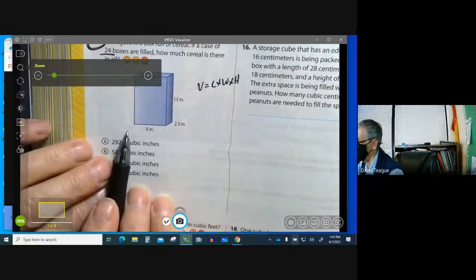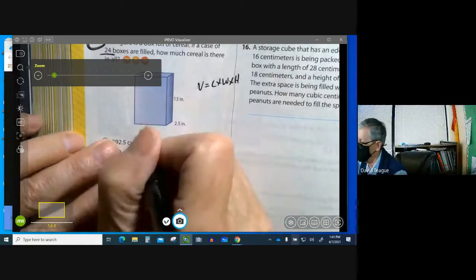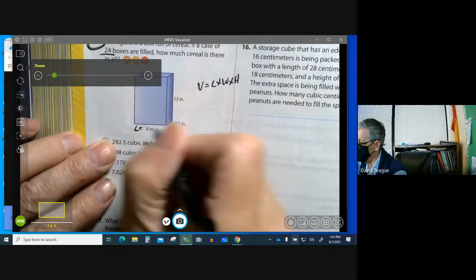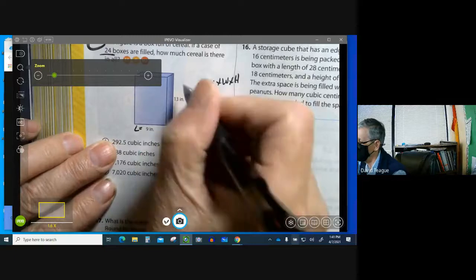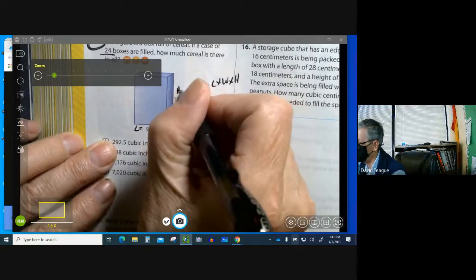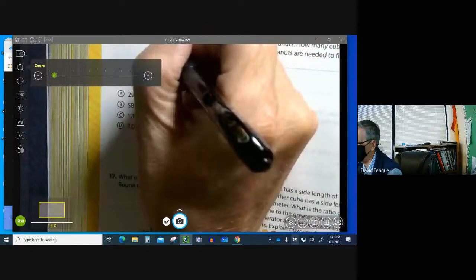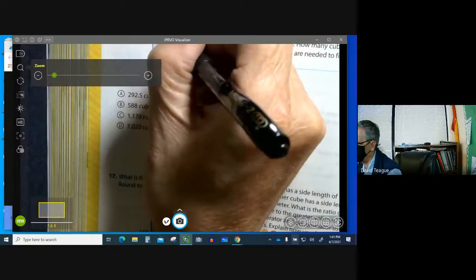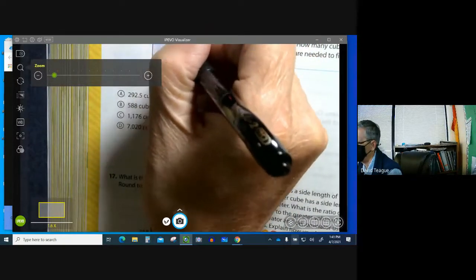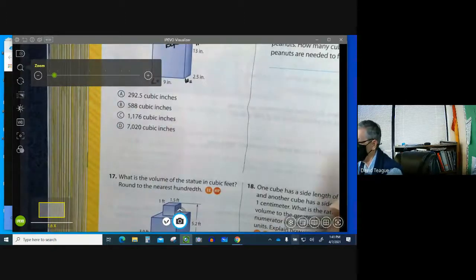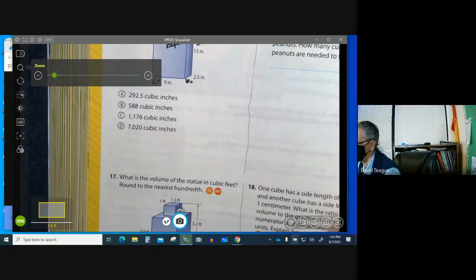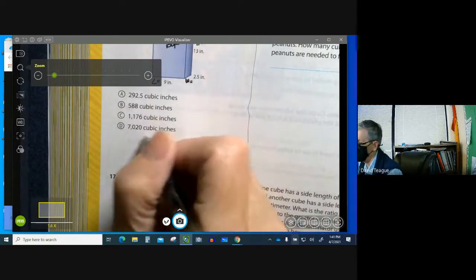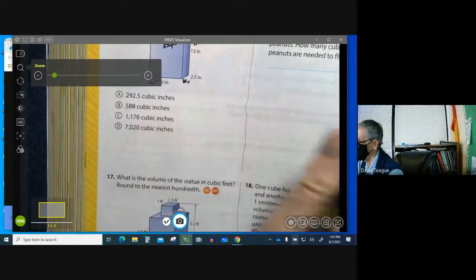So you have to find your volume. This is your length, this is your width, this is your height. And then once you get the volume for this one box, this is just one box, right? You're going to have to multiply by 24. And they already have your units, so it's cubic inches.